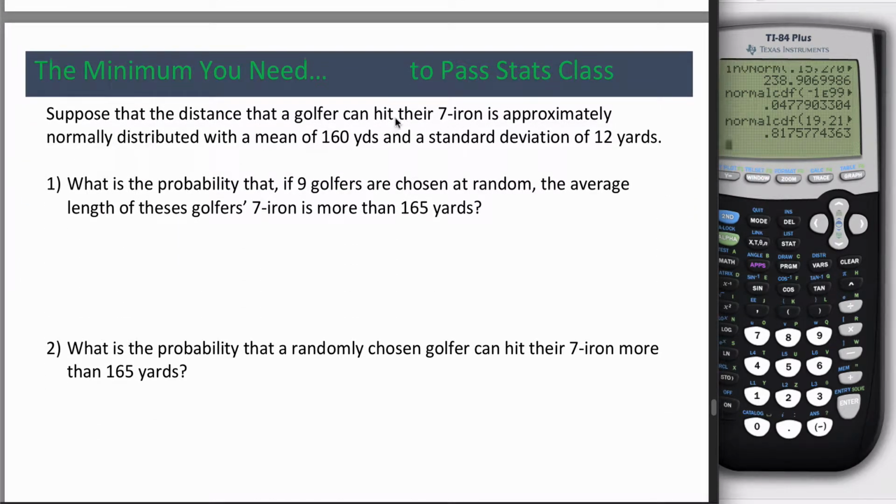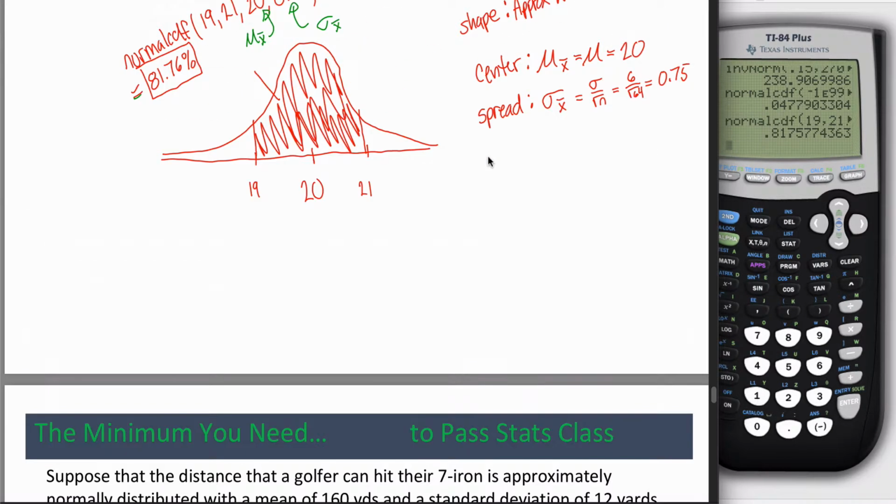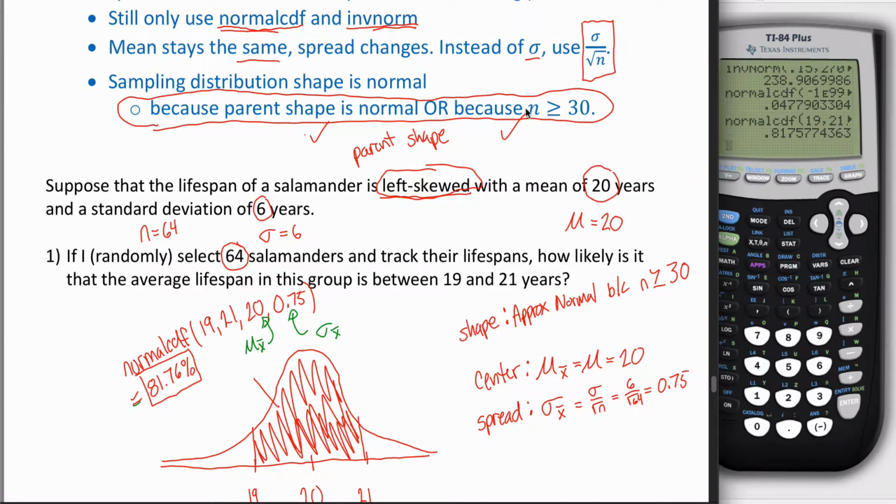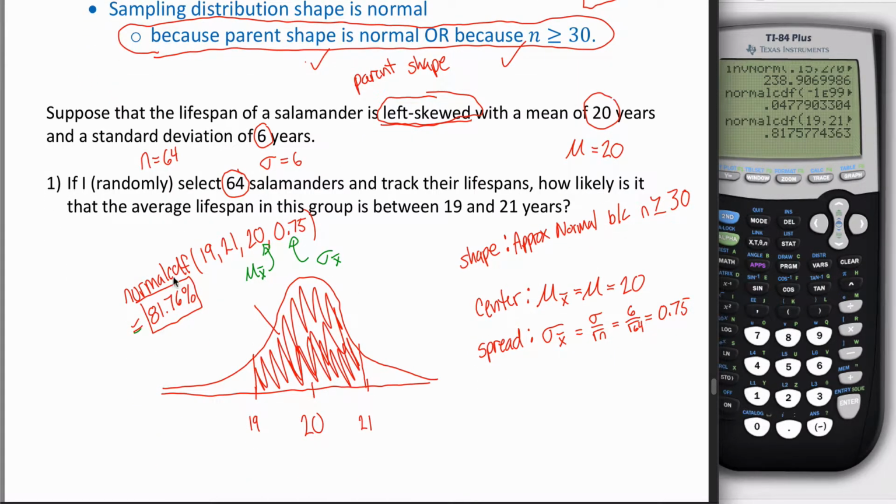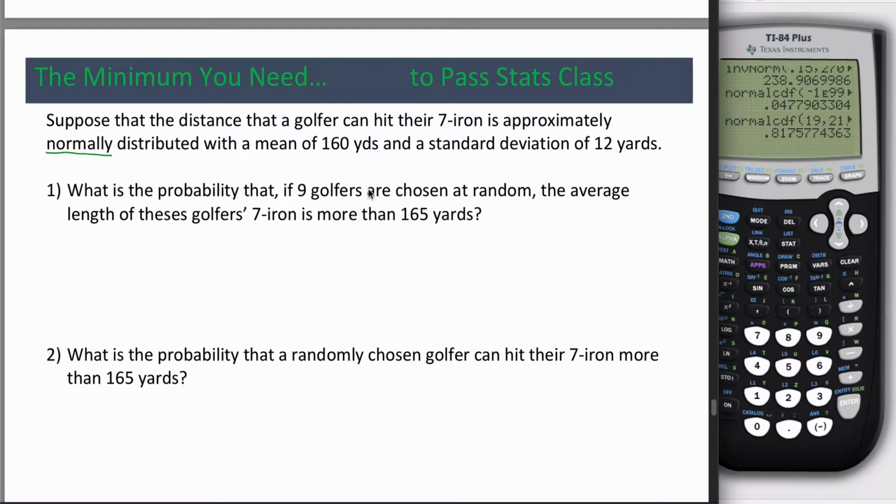We're talking about golfers and how far they hit their 7-iron. Okay, fine. It's approximately normally distributed. Oh, that's nice. They're telling me the shape of the parent distribution is normal. So now I don't even care what the sample size is. I don't even need the sample size to be bigger than 30 now. I don't even need this criteria because the parent shape is normal. So that tells me that the sampling shape is normal, which is what allows me to use normal CDF or inverse norm in the first place.